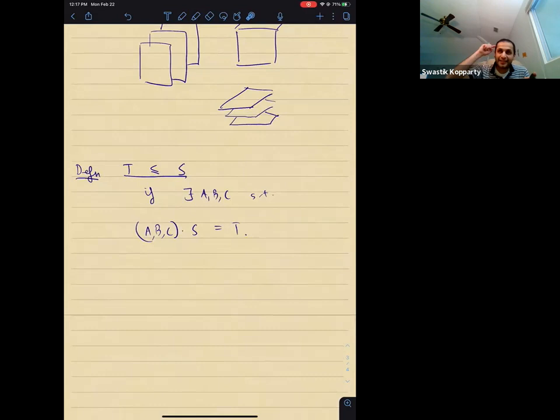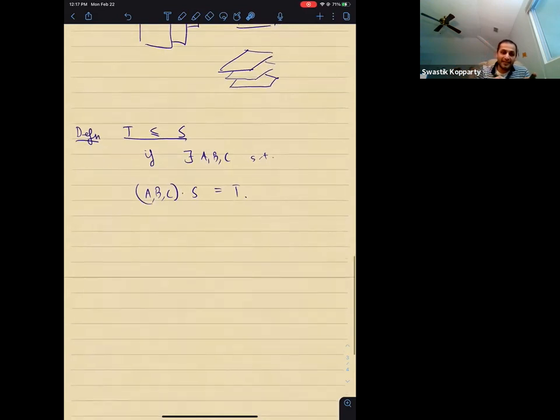I want to highlight what this means for the rank of a tensor. Here's a fact, and this is an exercise in the definition we just did: the rank of a tensor T is at most R if and only if T reduces to the diagonal tensor, the R by R by R identity tensor.